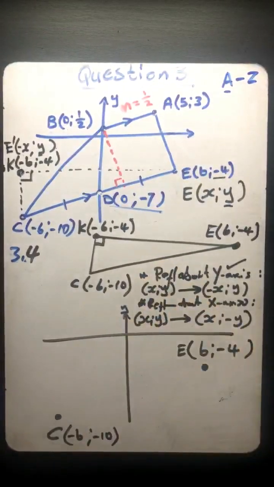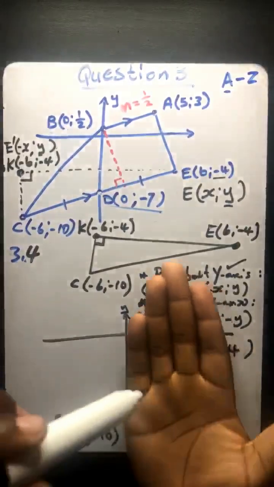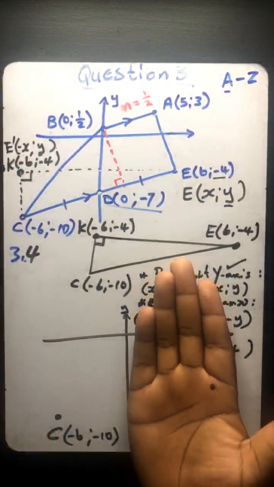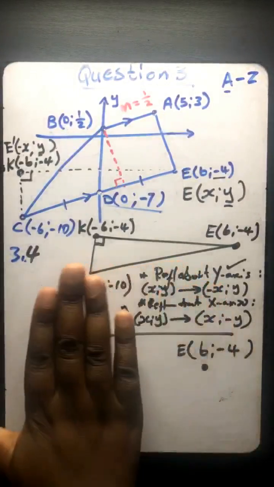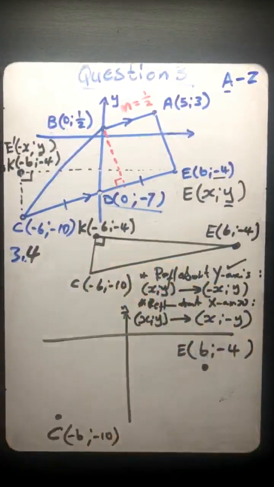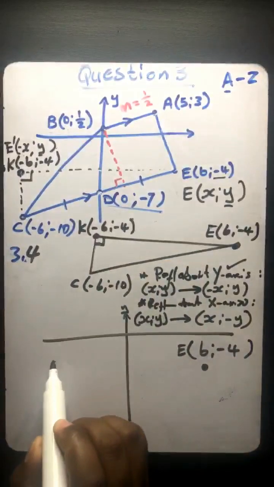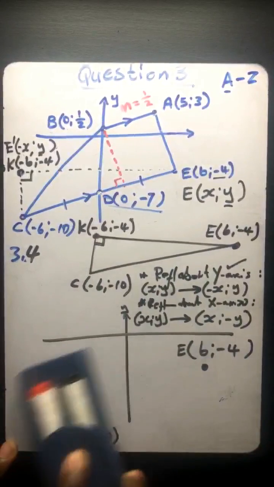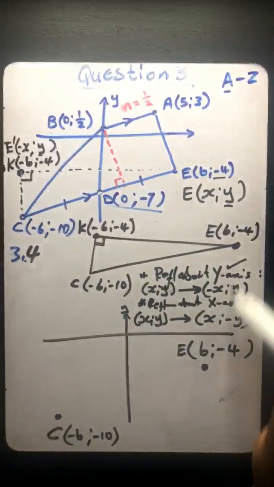So can you see this point? It is somewhere there. So you take it from there and then you reflect it about the y-axis, and it's going to be there. So this is where that point is going to be. Or if you don't know where it's going to land, this is where you use this thing.